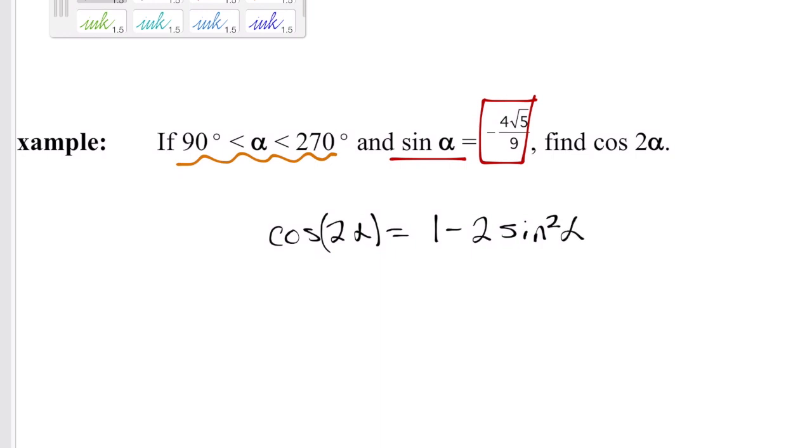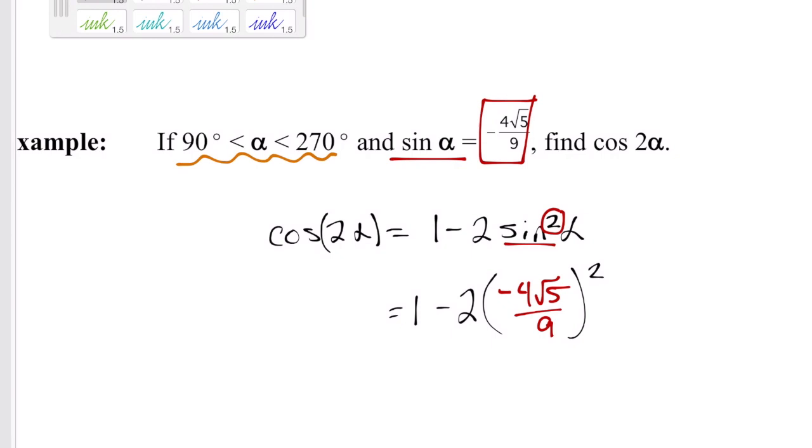We could use the one again with cosine, but we'd have to draw it all out. We would have the opposite over the hypotenuse thing with my sine, and then you'd have to figure out what the adjacent side was, and it's a little bit more of a mess. This, I think, is easier. So working smarter instead of harder, if you will. So I'm going to replace my sine. Again, this is squared, so that's like sine alpha times sine alpha. So I'm basically doing the negative 4 square root 5 over 9 quantity squared whenever I'm replacing the sine squared alpha.